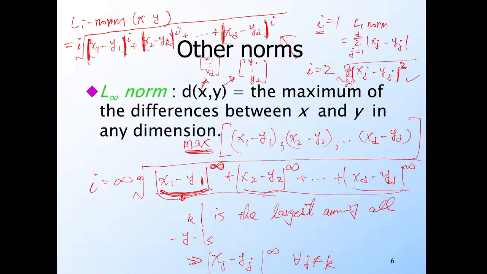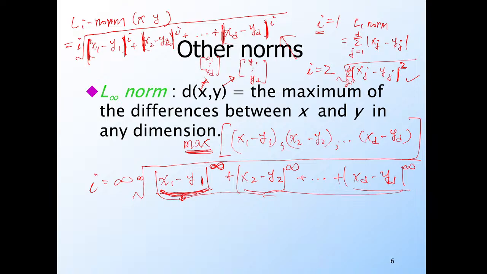Eraser. So that means if xk minus yk is the largest, then this will be roughly the same as sk subtract yk to the power of infinity, and the others are close to 0 because this one is much larger than the others. And then we would end up having sk subtract yk.